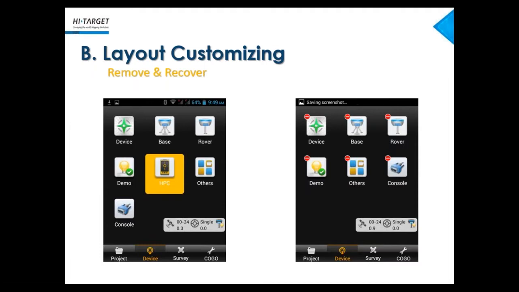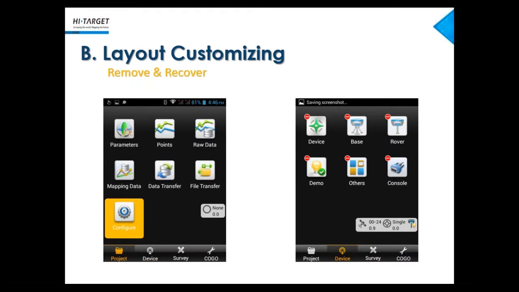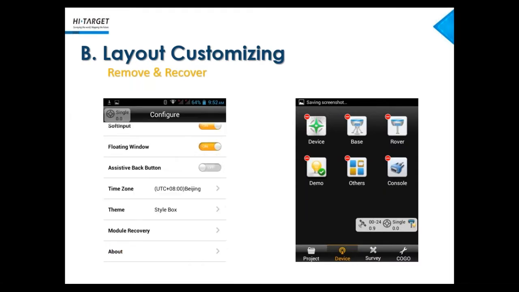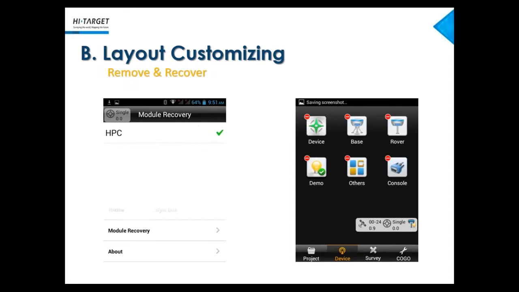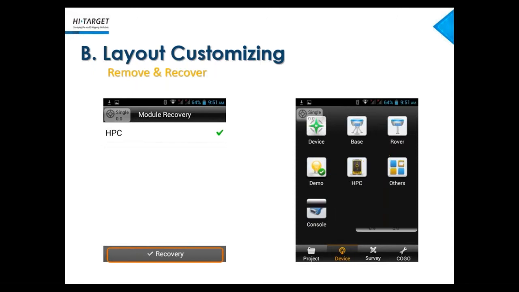Then if I think I have deleted something by mistake, just go back to the project tab and click configure. Then scroll down, and you can find an option called module recovery. So click it, then you may find the module which had been deleted is there. So you can tick it, then click recovery. Then the icon will be recovered.